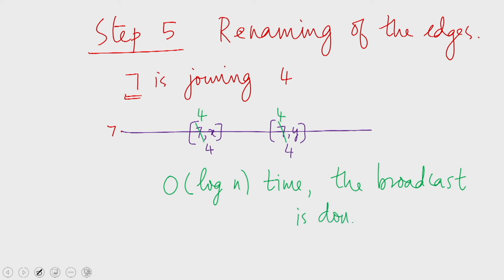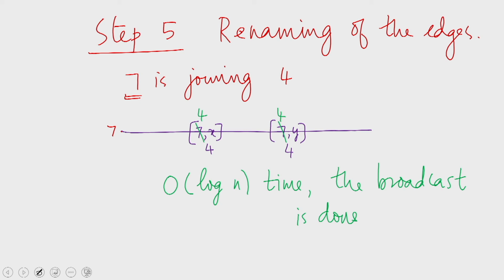Every vertex can broadcast its new name to every single adjacency list entry in order of log n time by performing one round of pointer jumping. So, now entry 7x has found out that its new name is 4x. The second component has not changed yet.